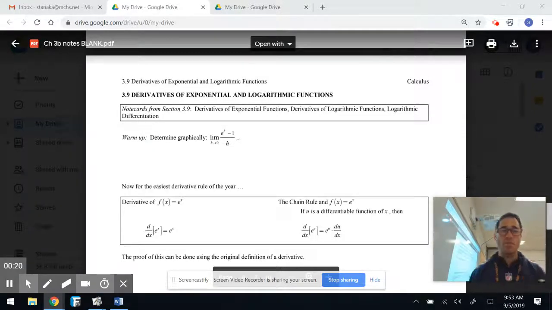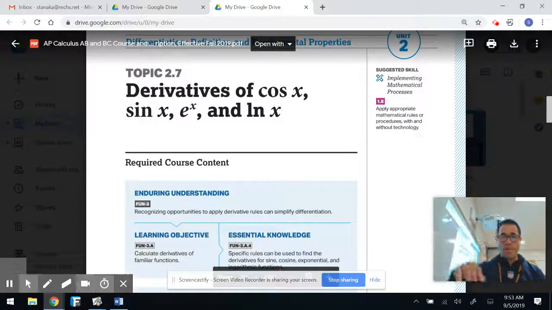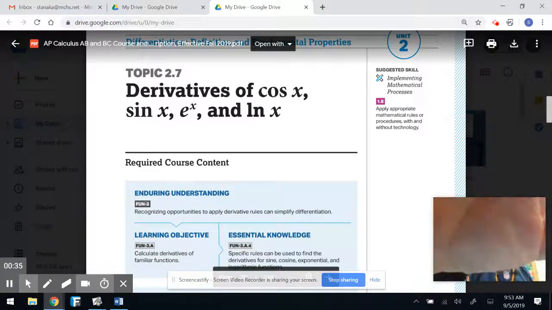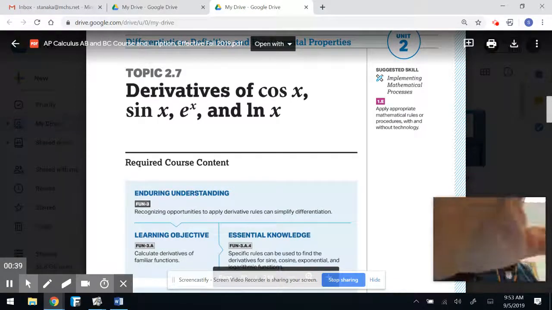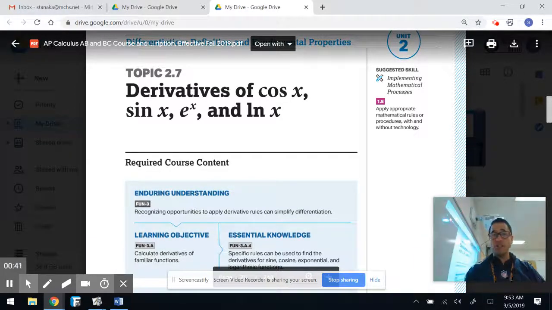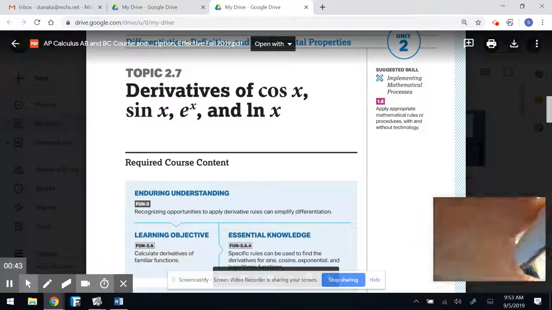Section 3.9, derivatives of exponential and logarithmic functions. If we're looking at the AP and the course catalog, that is topic 2.7. We've already done cosine and sine, but now we're going to do e to the x and the natural log of x, which we remember back from our pre-calc days, those are inverses of each other, and we just got done talking about inverses.